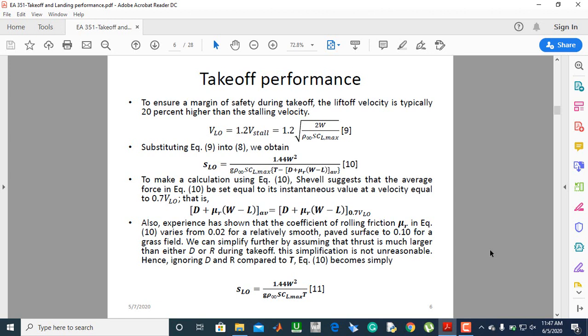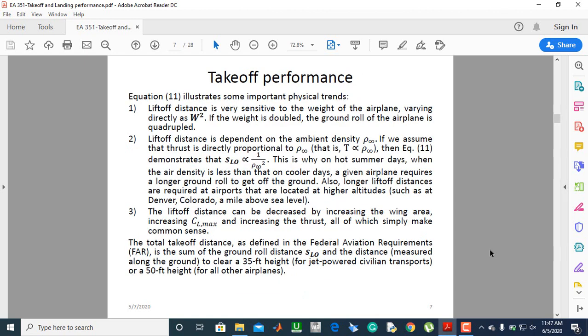From this equation you can tell, if you double the weight, because the weight here is squared, it means you quadruple the lift off distance. So it means if you are landing with a very heavy aircraft, you will require a very long runway for you to land. Otherwise, there have been instances where the runway has been exceeded and that has resulted in a crash.